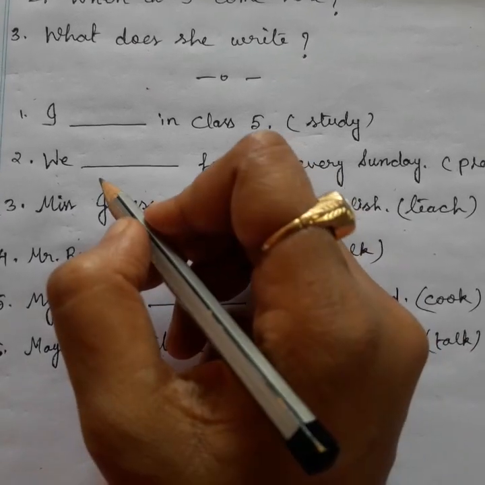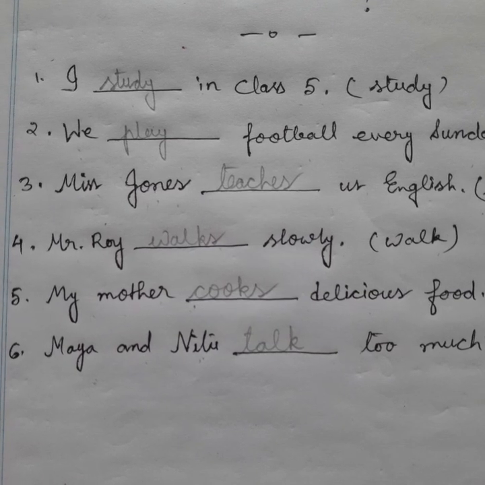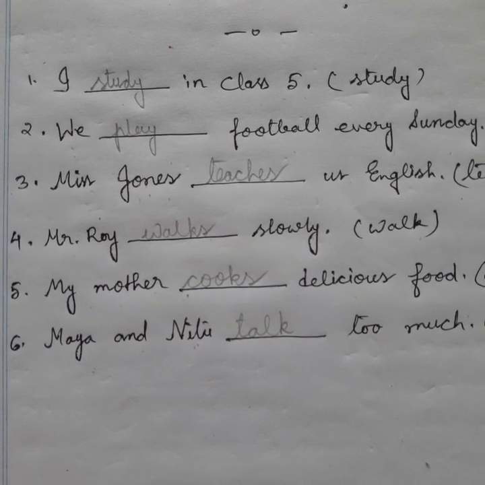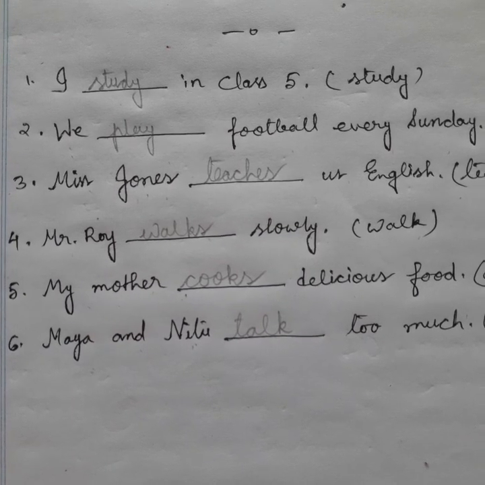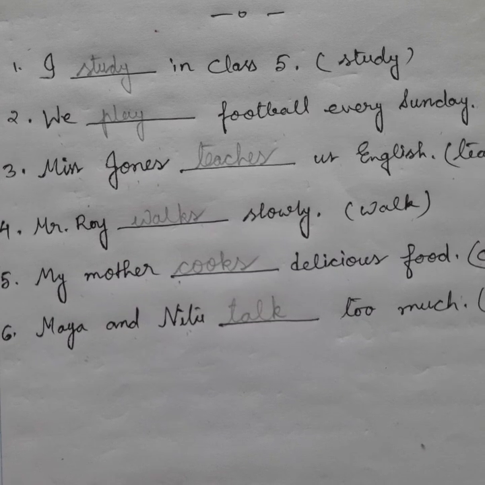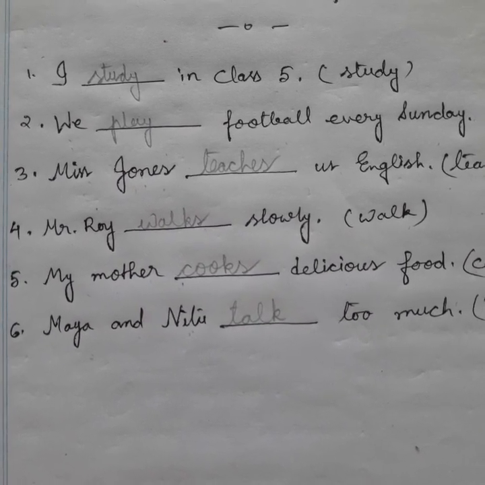Fine. So I am writing the answer. See, I have written the answer, and I hope you understood that for third person singular number you have to add s or es with the main verb, and for the first person or the second person or the plural form you have to use the main verb only.